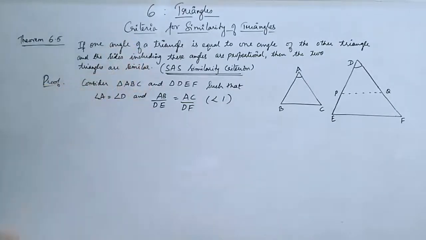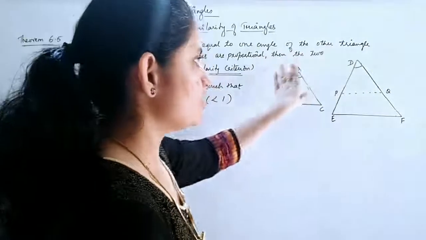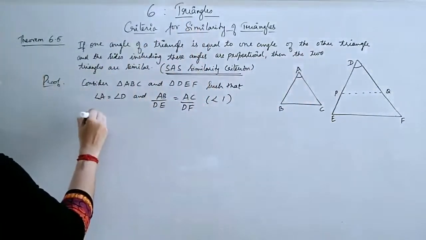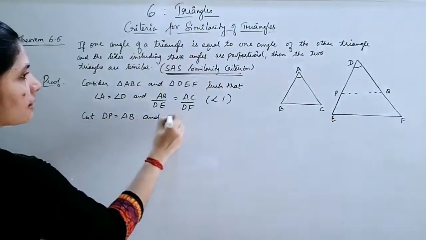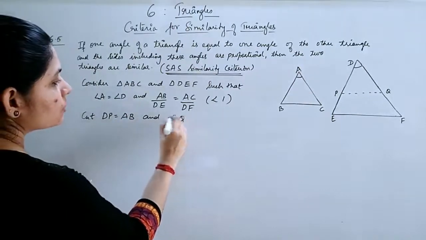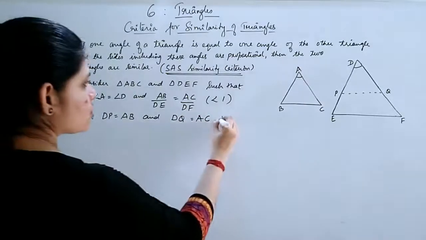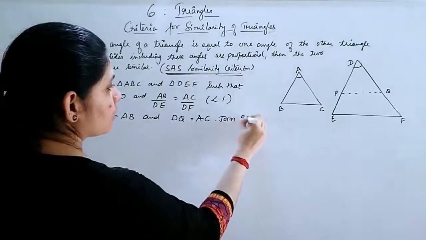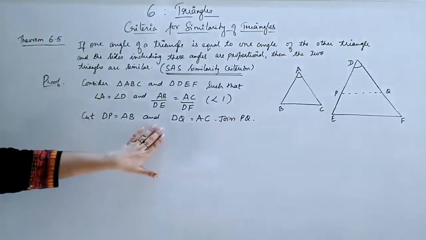Now what we are doing is cutting DP and DQ in such a manner that DP will be equal to AB and DQ will be equal to AC. Cut DP equal to AB and DQ equal to AC, and then join PQ. This much we do for all the theorems.